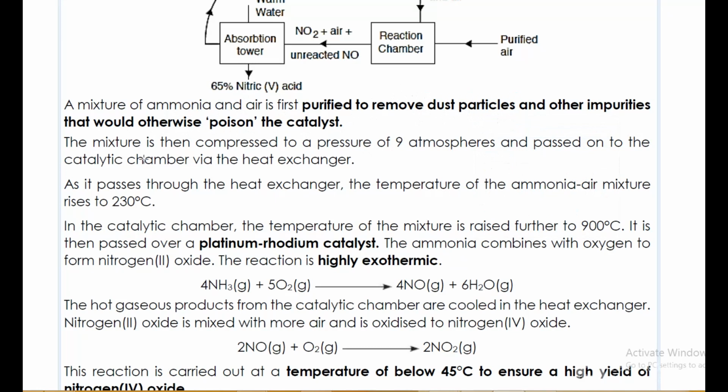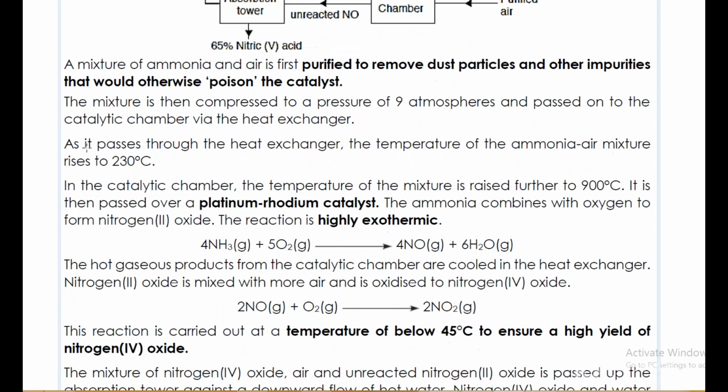proceed. The mixture is then compressed to a pressure of 9 atmospheres and passed on to the catalytic chamber via the heat exchanger. As it passes through the heat exchanger, the temperature of the ammonia air mixture rises to 230 degrees Celsius.